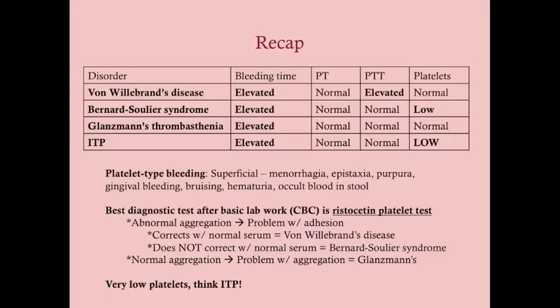If you have normal aggregation with your ristocetin platelet test, assuming you have a normal platelet count, then you've got Glanzmann's thrombasthenia. And of course, ITP, you're going to know right out the gate because it's going to be a very, very low platelet count, in addition to your elevated bleeding time and normal PT and PTT. And that's it.